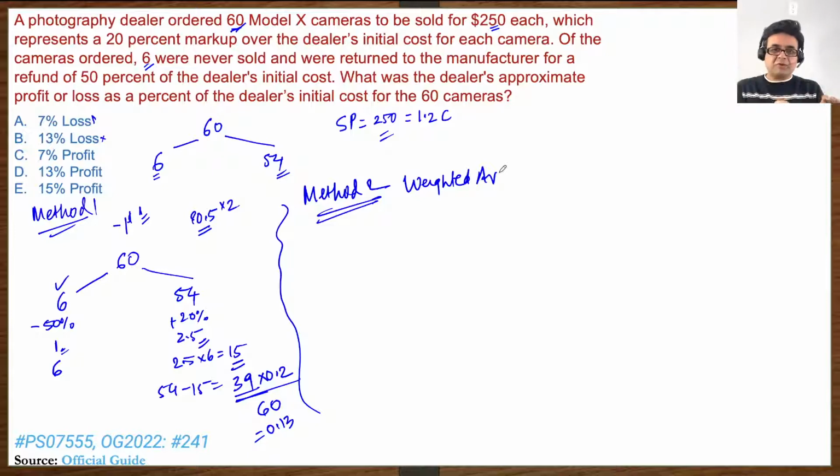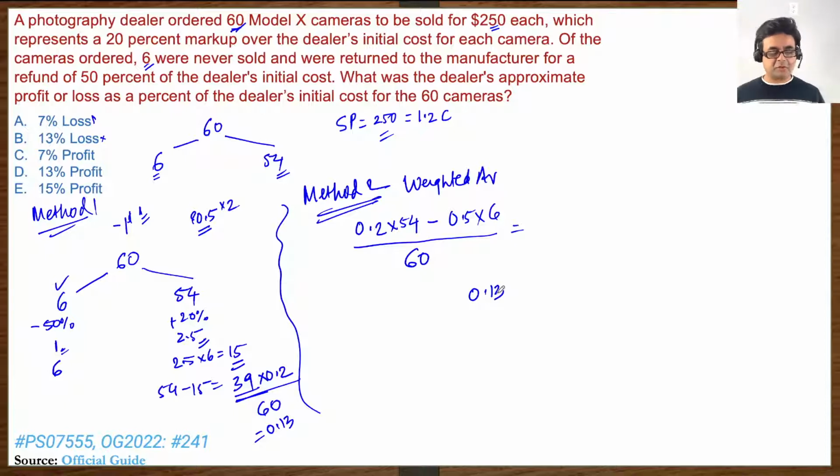So average profit or average loss is just the weighted average of individual profits and individual losses. That's what this formula says, right? So I have 0.2 profit made on 54 devices or 54 cameras minus 0.5 loss made on 6 devices. So this is the overall profit minus loss divided by total number of devices I have, which is 60. This will give 0.13 if you do the calculation very quickly, and that would be 13%.